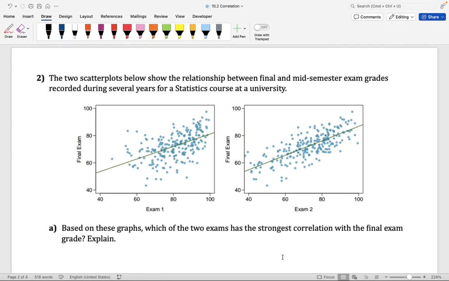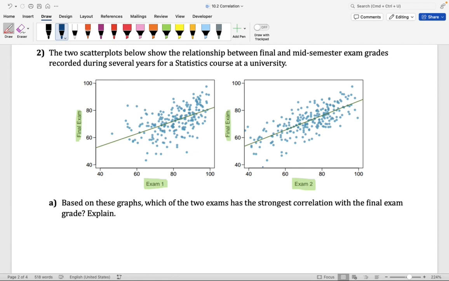Now, I'm going to let you do exercise number 2. I'm going to be adding questions below this video. We're going to read the problem, and then we're going to make sure that you understand what you're being asked to do. So here we have two scatter plots. On the scatter plot on the left, we are looking at the relationship between exam 1 and the final exam. On the scatter plot on the right, we are looking at the relationship between exam 2 and the final exam.